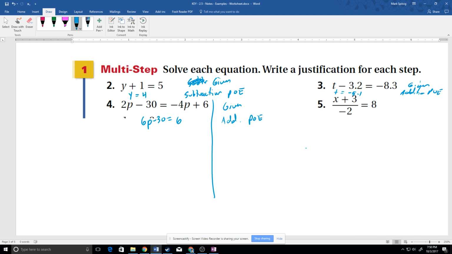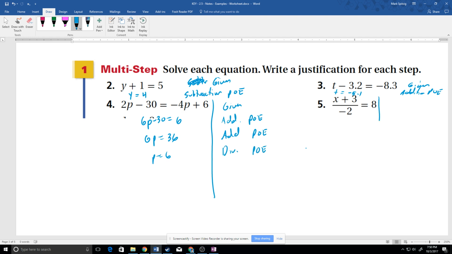Then I'm going to add 30 to both sides. So that's addition property of equality. I could have maybe combined those because I'd be adding 2, but that's okay. So 6p equals 36. And then again, to go to the last step, we get p equals 6. We would have divided both sides, so division property of equality there.